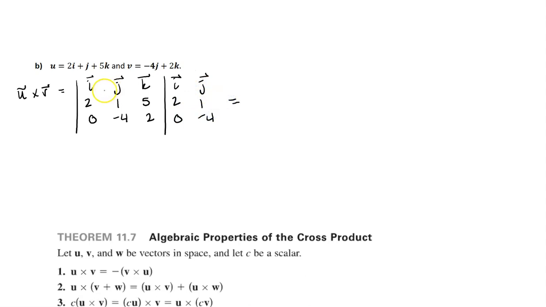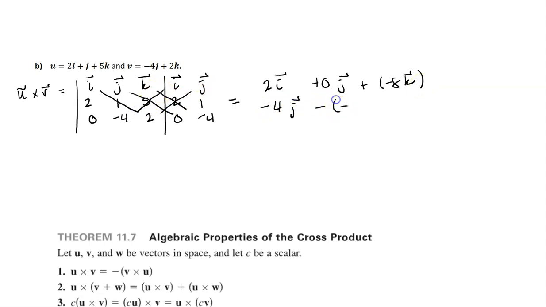And we'll take our diagonals. So this gives me 2i plus 0j plus negative 8k. Going backwards, we'll have minus 4j, minus negative 20i, minus 0k.